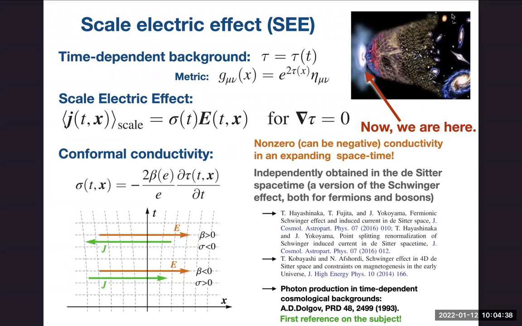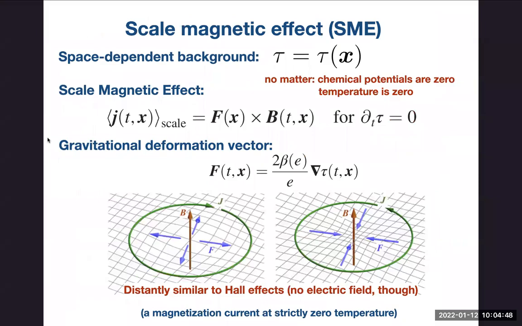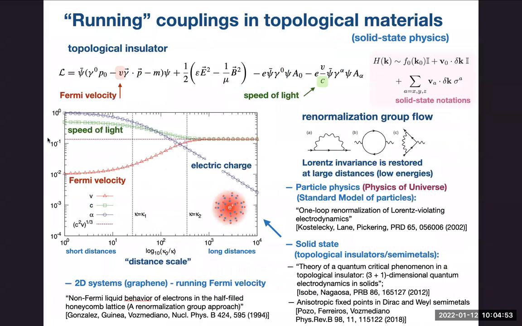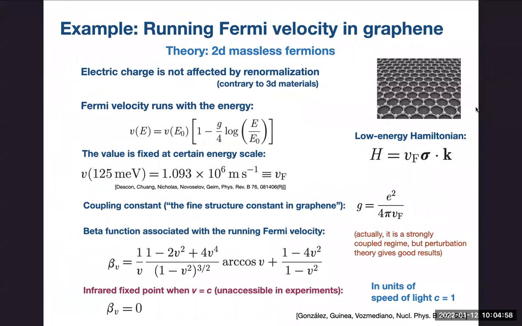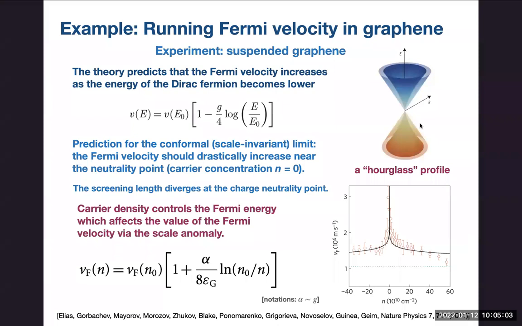Yeah, I would like to ask, in the slide of the running Fermi velocity in graphene, where you have the hourglass Dirac cones? Okay, that's here. Yeah, here. What does it mean, because it looks as if the Fermi velocity does not change in the same way for every value of the momentum. Right, that's why it looks a little bit like an hourglass. Yes. So what does it mean that the Fermi velocity changes?